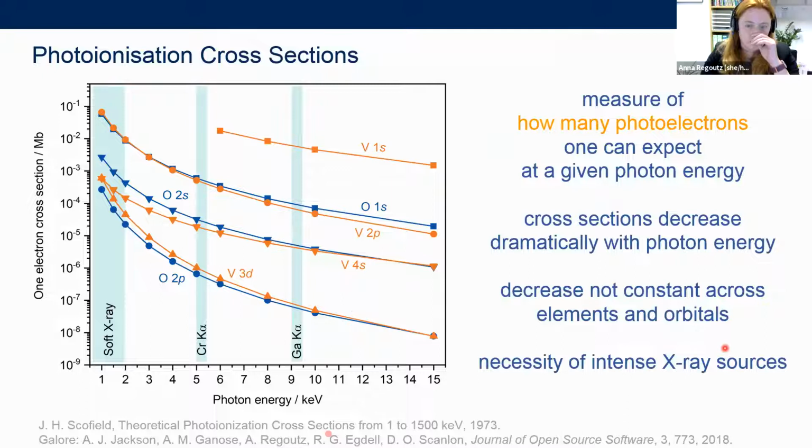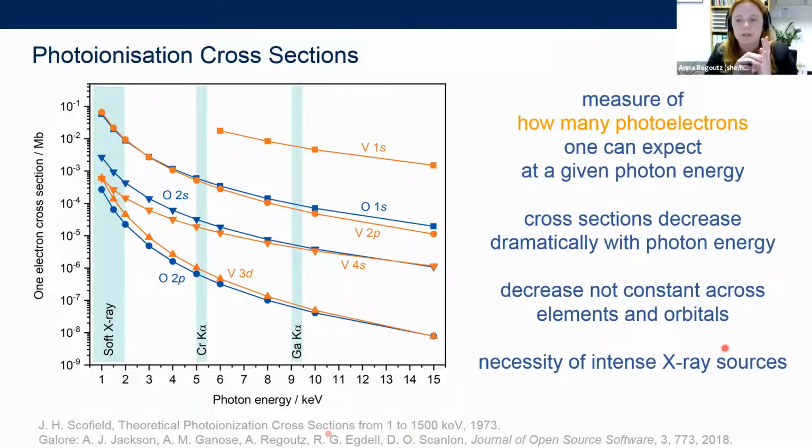Now, there is one downside when you go to hard X-rays. And that downside is that something called the photoionization cross-section decreases. Now, what does that mean? This cross-section is a measure of how many photoelectrons you can expect at a given photon energy from a specific orbital.